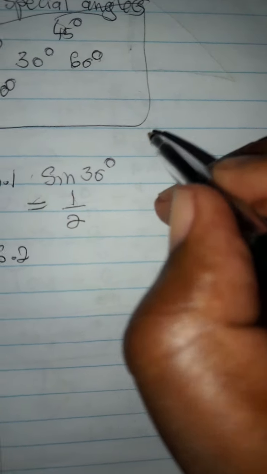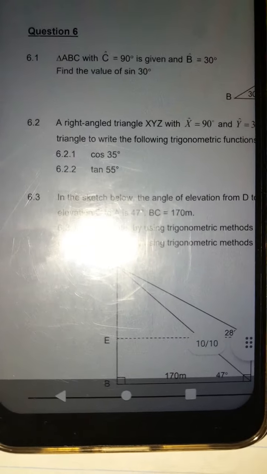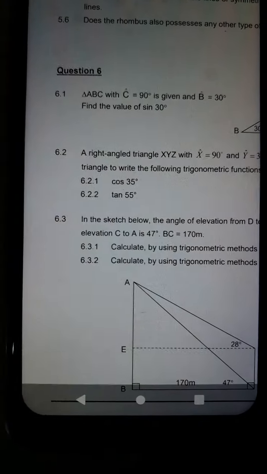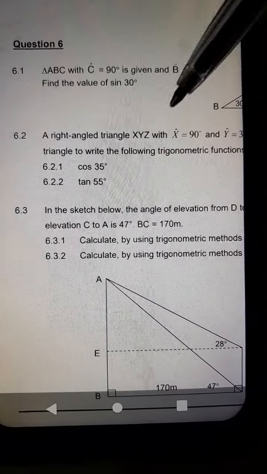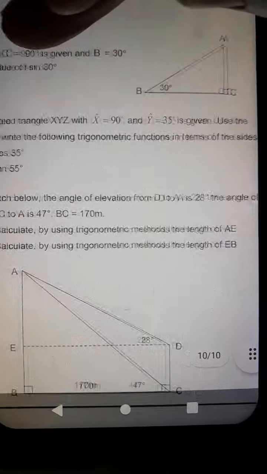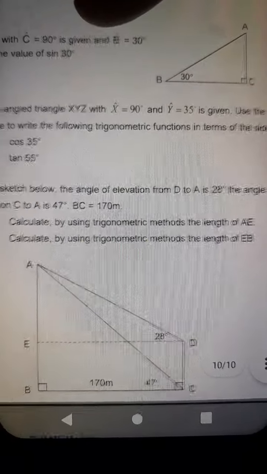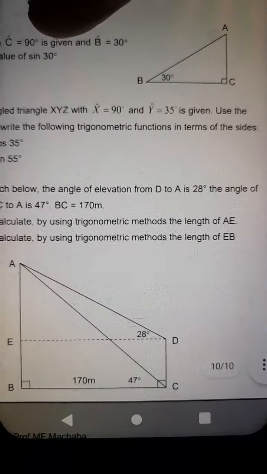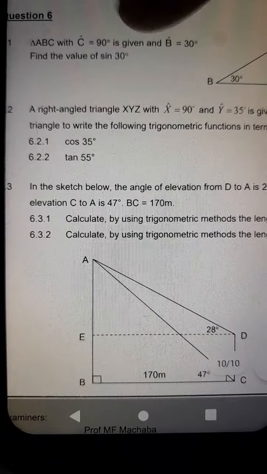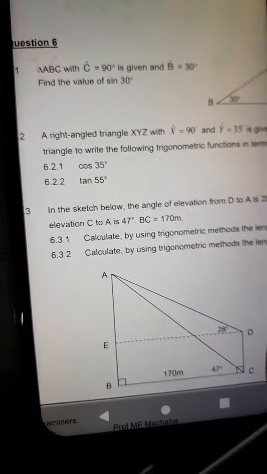Remember. Then let's go to the second question, which is 6.2. A right triangle XYZ with angle X equal to 90 degrees and angle Y equal to 35 degrees is given. Use the following triangle to write the following trigonometric ratio in terms of the sides. So we are given 6.2.1, which is cos 35. But let's put what we were told into practice.